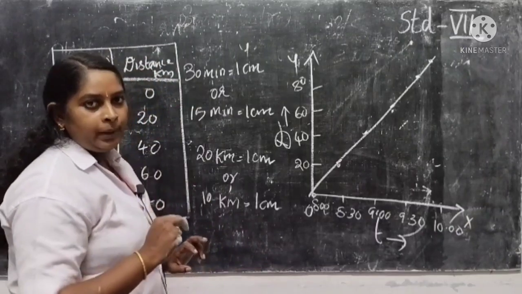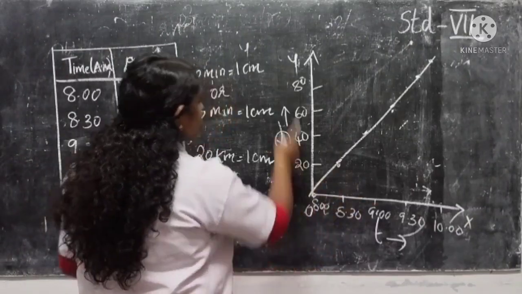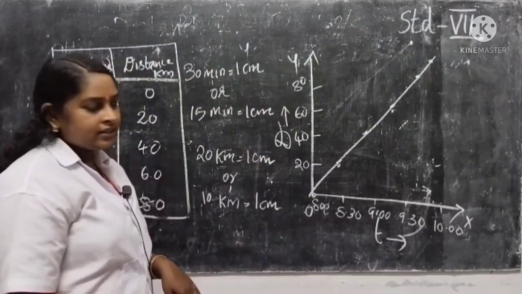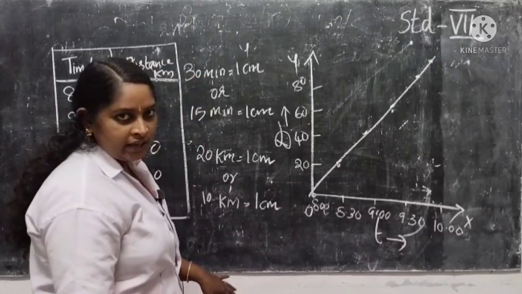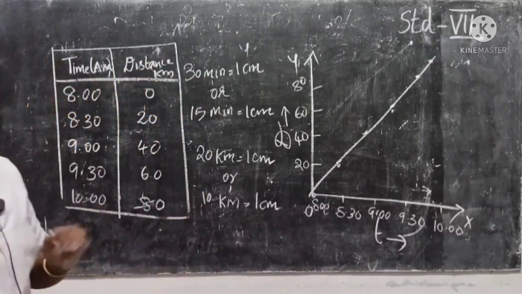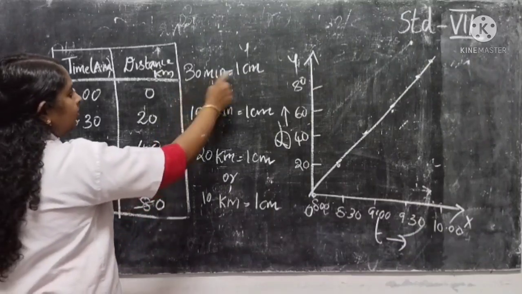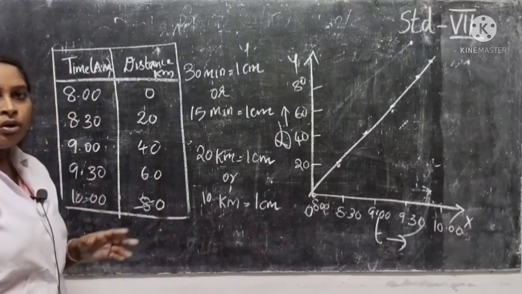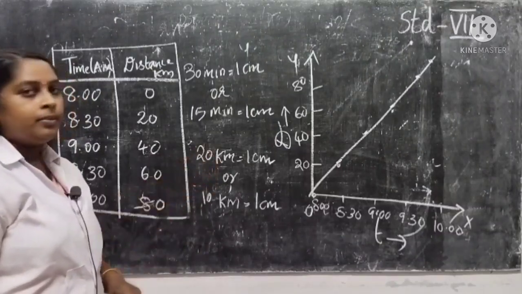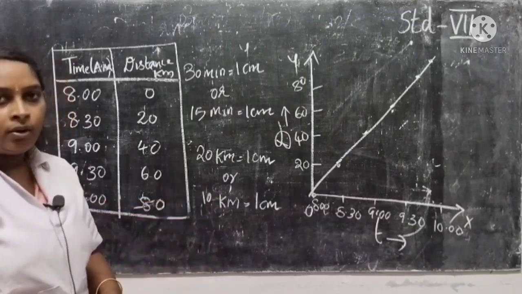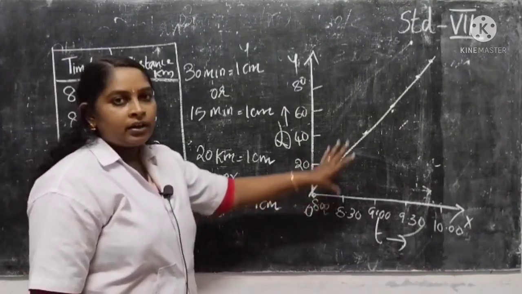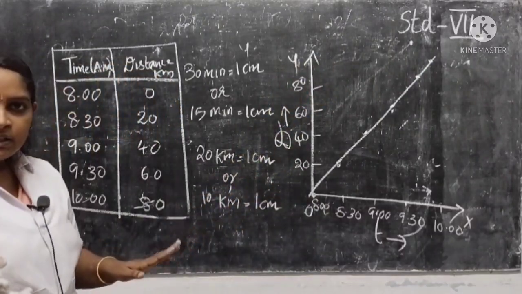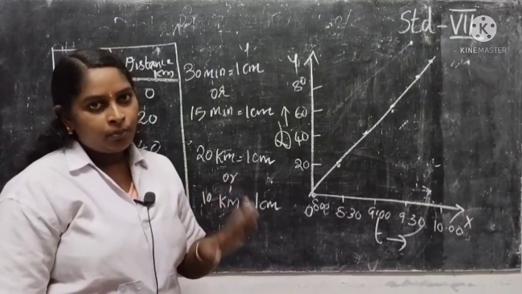First we draw two perpendicular lines, then mark X, O, Y, then we represent time on the X-axis and distance on the Y-axis. Then choose an appropriate scale. Here I choose 30 minutes equal to 1 centimeter, or we can take 15 minutes equal to 1 centimeter, and 20 kilometers equal to 1 centimeter, or 10 kilometers equal to 1 centimeter. Then mark the points on the graph and join them. We get a straight line, which means that the bus moves in uniform motion.